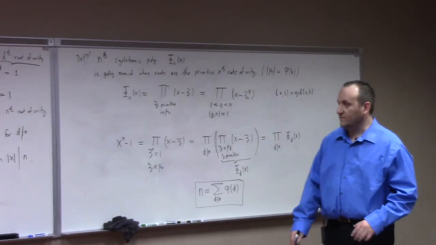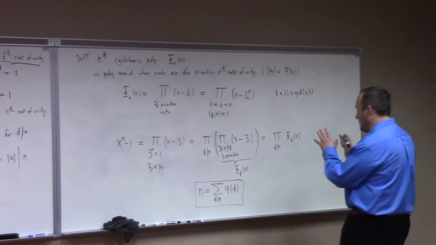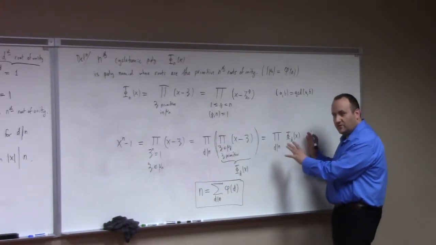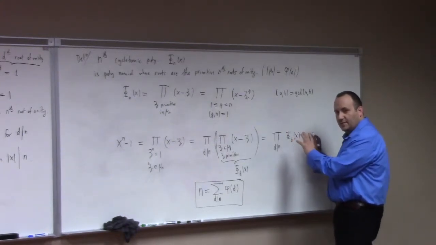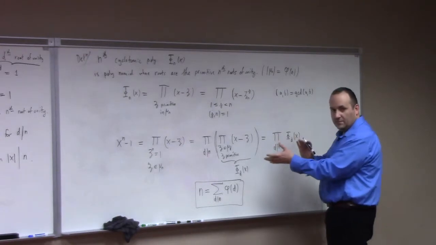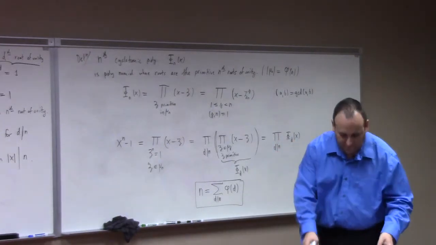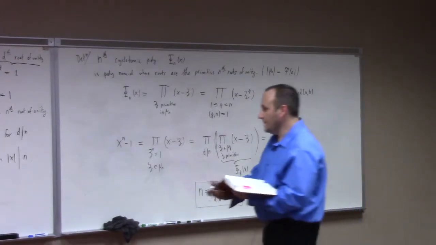Now, this is very cool because this means that we can use the cyclotomic polynomials of lower order to generate the cyclotomic polynomials of higher order. Let's see how this actually works out for a specific one. Okay?